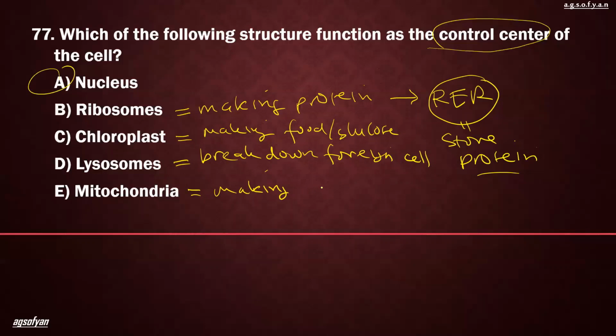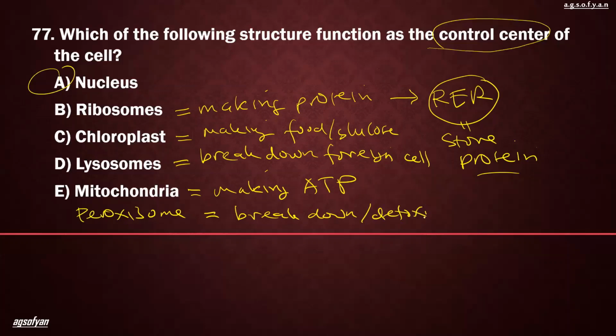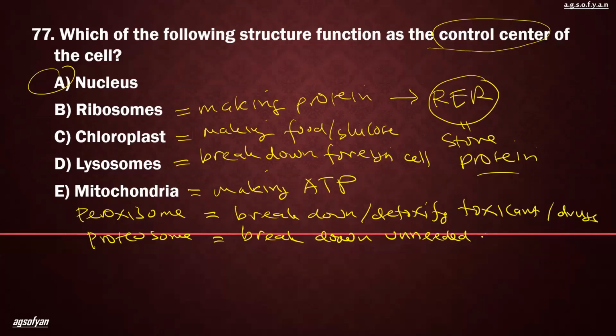Mitochondria making. This is the power plant. It makes energy, right? Yeah, what do we call the energy that makes ATP? ATP. Good job. Okay, how about peroxisome? This one breaks down or detoxifies toxicants or drugs. Okay, how about proteasome? This one breaks down unneeded proteins. Okay, what else? How about SER, smooth endoplasmic reticulum?